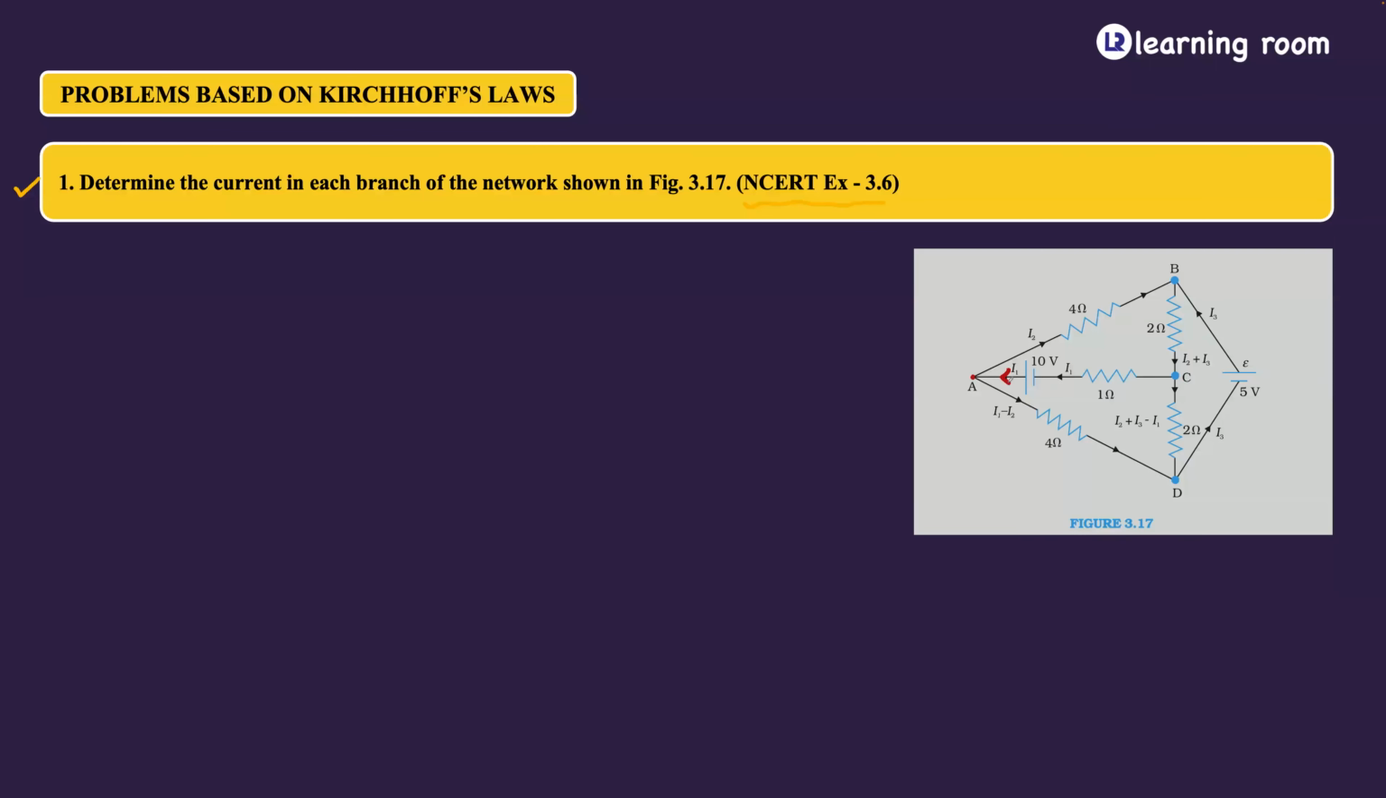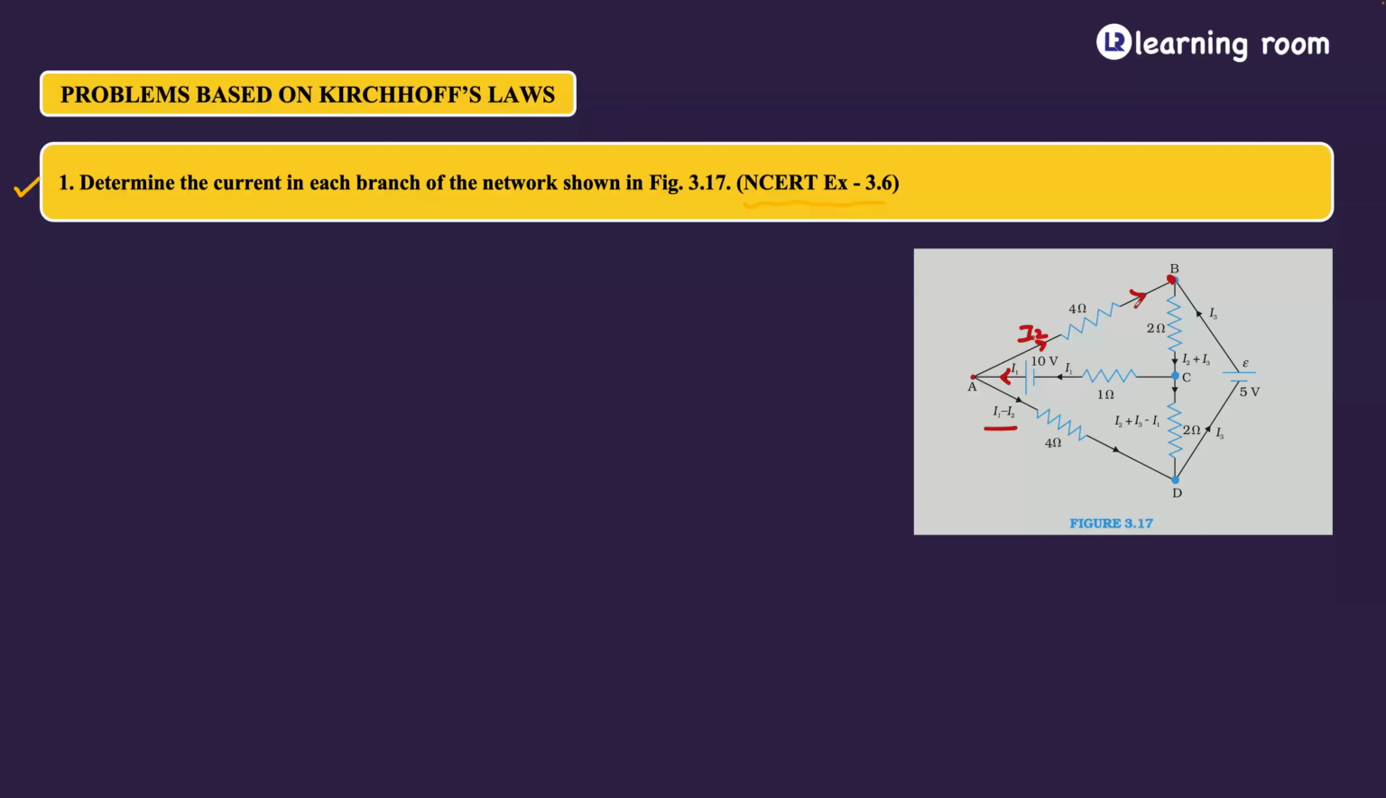From I1, if I say the current that is flowing in the upward branch is I2, so out of I1, how much is lost here? I2. So the remaining current should flow at the bottom. So I1 minus I2 will flow here. Okay. So this I2 is going to the junction B. So at this place, let's see what is going to happen.